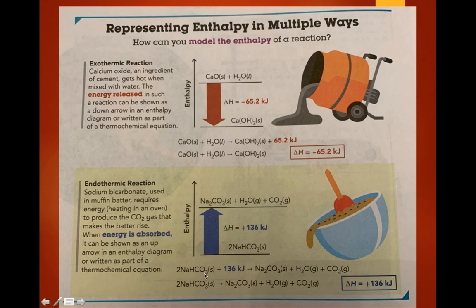Now over here, we can see that our energy is on the reactant side. Our overall delta H, our enthalpy of the reaction, is 136 kilojoules.